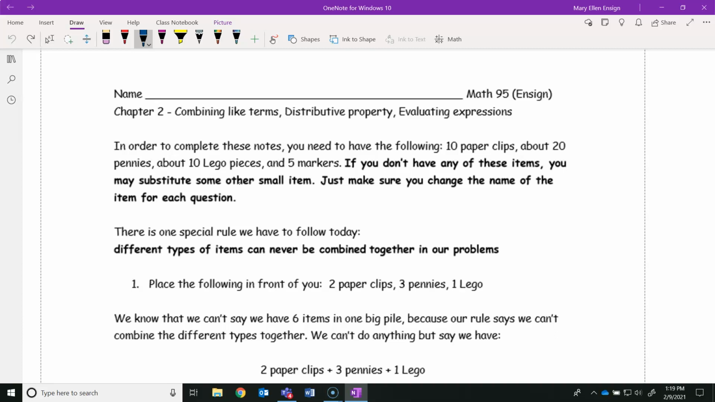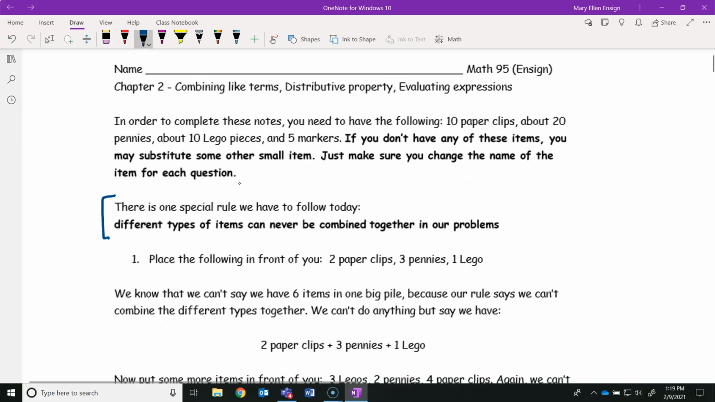If you don't have some of these, just substitute something else or draw it on paper, whatever works for you. As we go through this today, our special rule is that different types of items can never be combined together. If I have 10 paper clips and 3 pennies, I can't just say I have 13 items. I can't put those together because they're different types of objects. That's what we're going to be thinking of with our items, and it's going to relate to something with math rules.